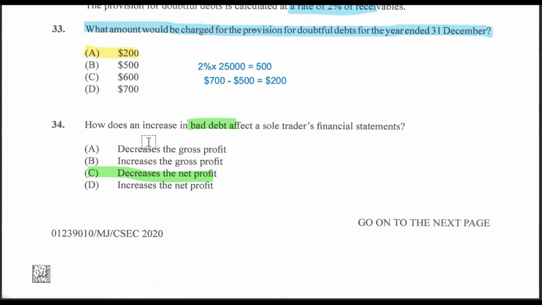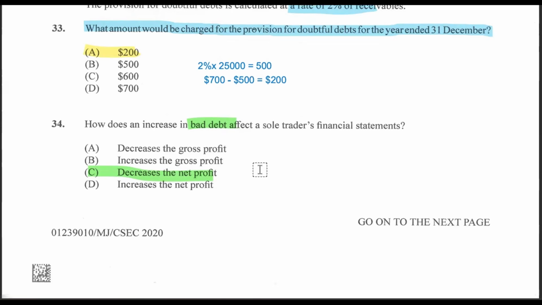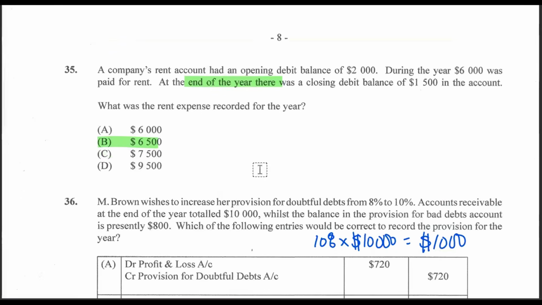Question 34. How does an increase in bad debts affect the sole trader's financial statement? A bad debt is an expense, and expenses will definitely affect your profit. In this case, an increase in bad debts will decrease your net profit. C as your answer.